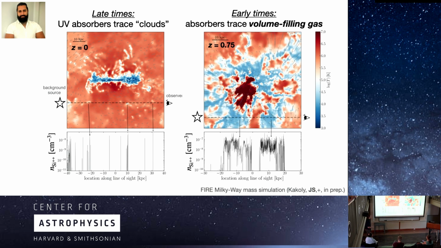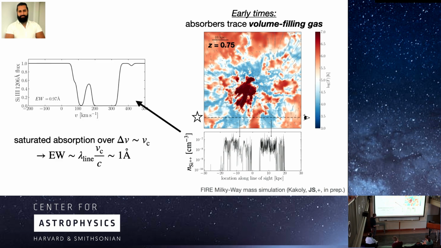However, if we look at a redshift where the CGM is supersonically turbulent, where there is no hot volume filling phase, the picture is entirely different. Here you can see that the doubly ionized silicon essentially fills a large fraction of the volume. A large fraction of the line of sight has a significant amount of doubly ionized silicon. So in this case, we have UV absorbers tracing cool clouds embedded in the hot phase, but here we have UV absorbers essentially tracing the volume filling phase of the CGM.